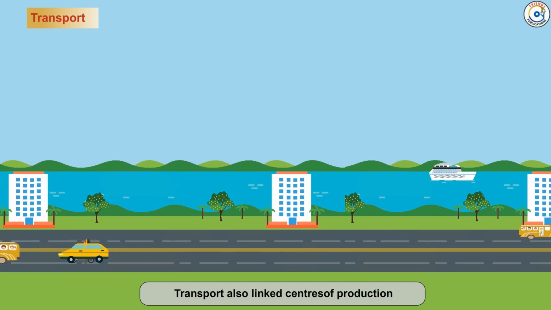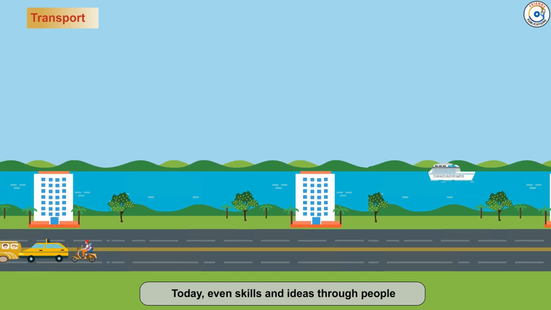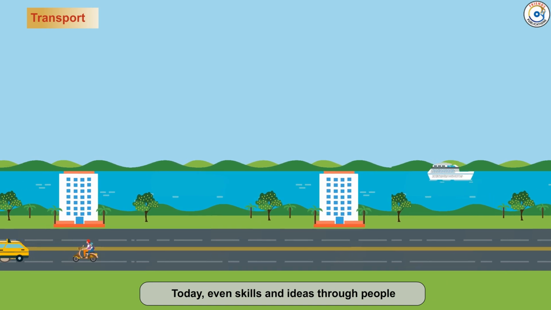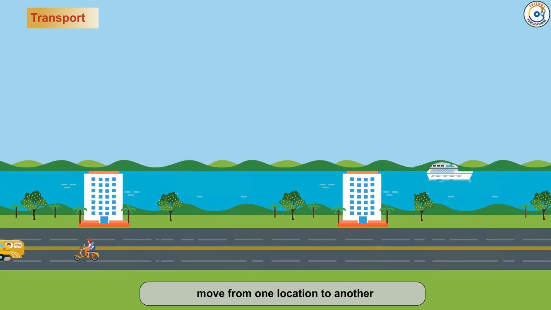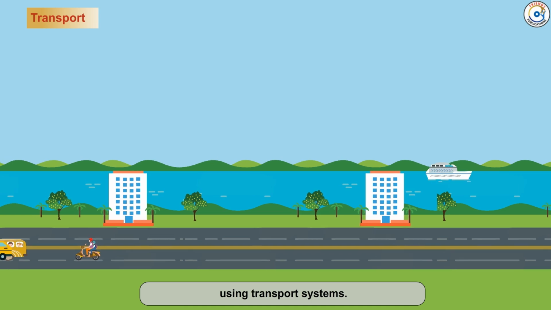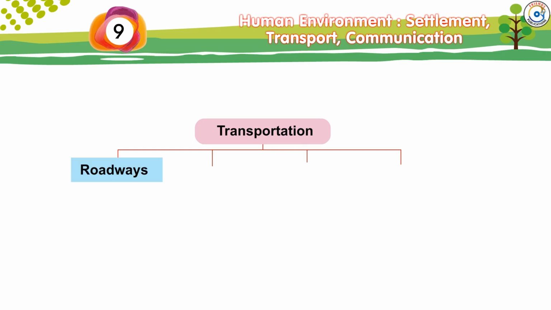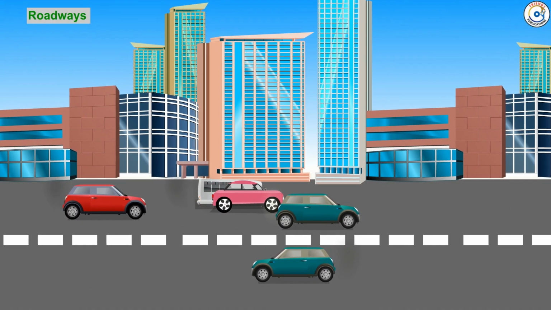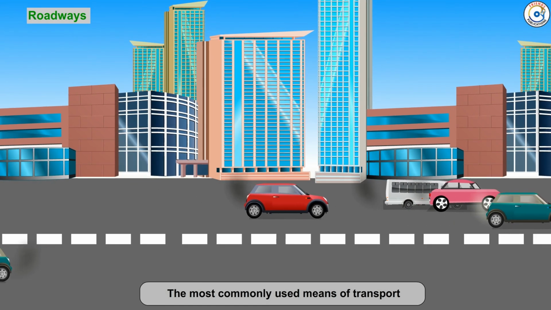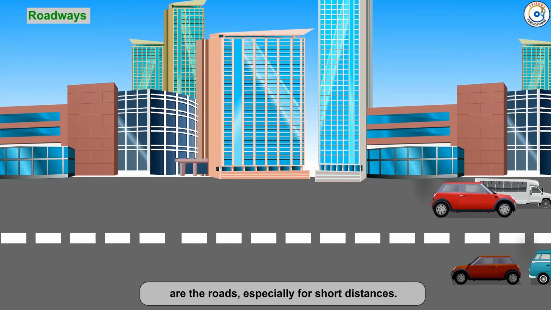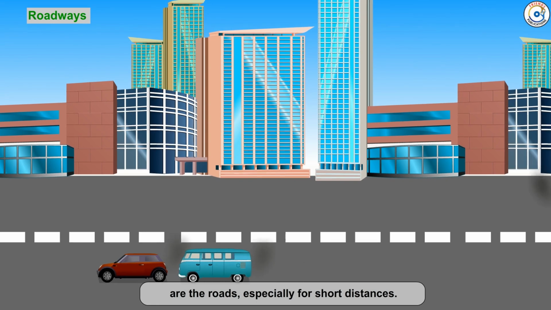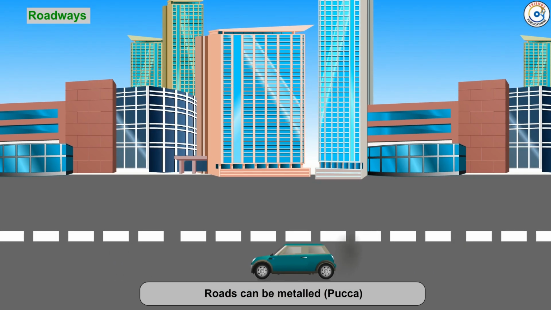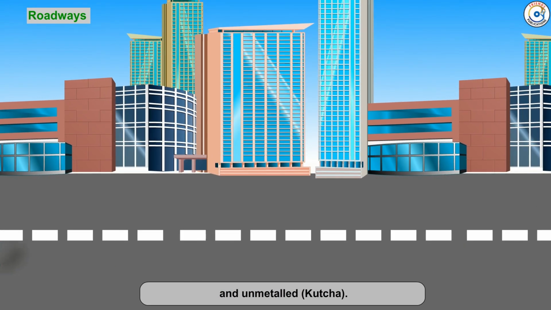Transport also linked centers of production and consumption. Today, even skills and ideas move through people from one location to another using transport systems. They include roadways, railways, airways, and waterways. Roadways. The most commonly used means of transport are the roads, especially for short distances. Roads can be metalled pakka and unmetalled kacha.